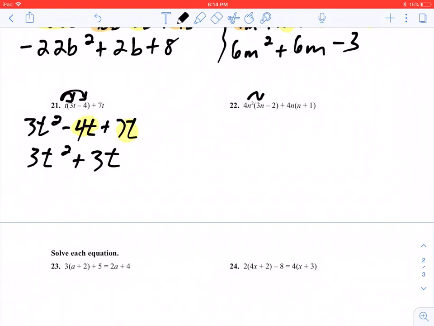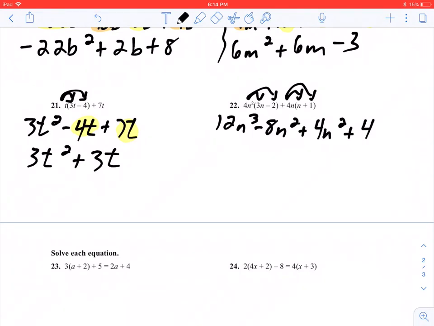Last one. That distributes. And that distributes. So 4n to the second times 3n is 12n to the third. 4n squared times negative 2 is negative 8n squared. 4n times n is 4n to the second. 4n times 1 is 4n.